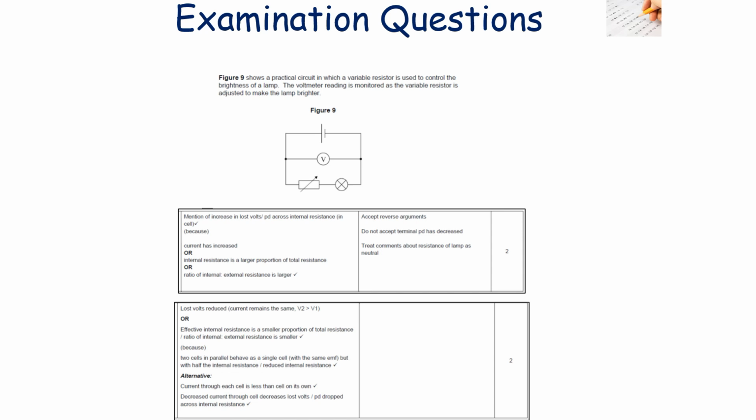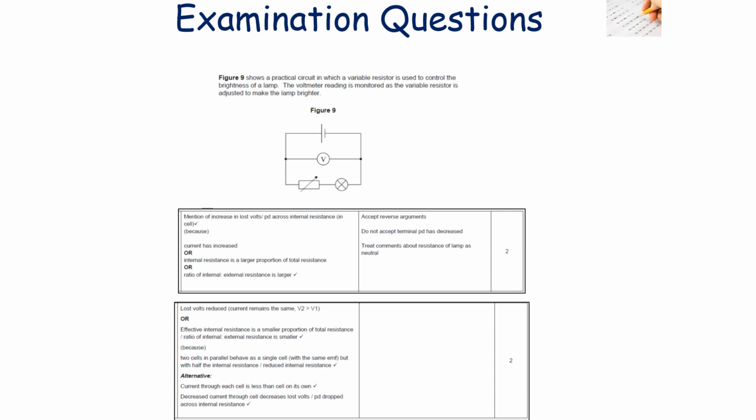Well, our lost volts is going to be reduced, because the effective internal resistance is a smaller proportion of the total resistance. Or you could also say that the two cells in parallel act as a single cell with the same EMF, but half the resistance. Why have they got half the resistance? Well, now there's two possible paths for the charge to flow through the cells, so there's less chance of collisions because there are more paths, so you're going to have less internal resistance in the cell.